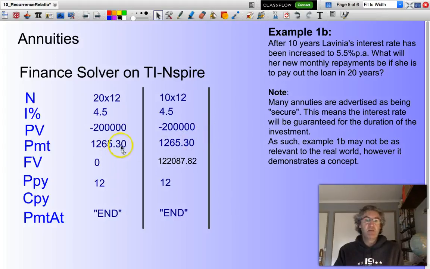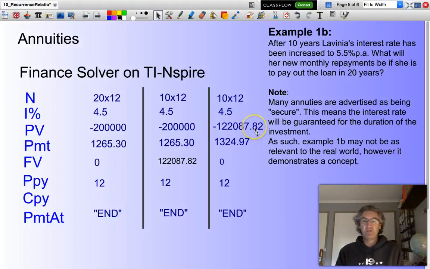we work out our repayment, and that's the repayment that's happened for the first 10 years. We'll be able to then calculate how much is left in Lavinia's investment after the 10 years. Then we consider this to be a whole new investment. So for the second 10 years, she will have this value here, 122,087 and 82 cents. This interest rate actually should be 5.5%. Just my mistake there.